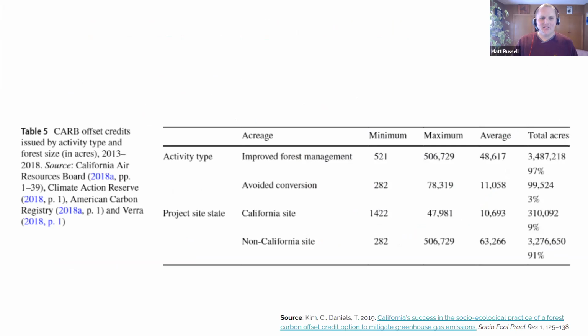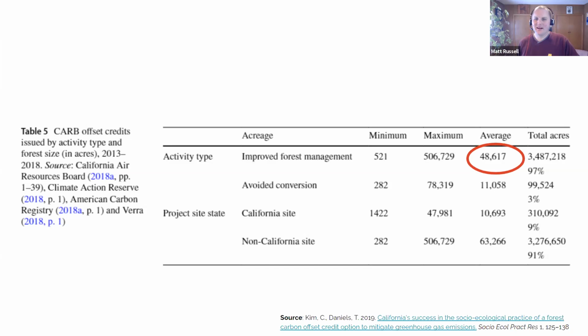Now, the downside of that, and this is a great paper that talks about some of the intricacies with the California system, is the incredible number of acres that are typically a part of this system. On average, for the improved forest management track, you can choose whether you are going to manage your forests to improve forest management, or manage forests to avoid conversion. For the most common track, the average size of the property is almost 50,000 acres.